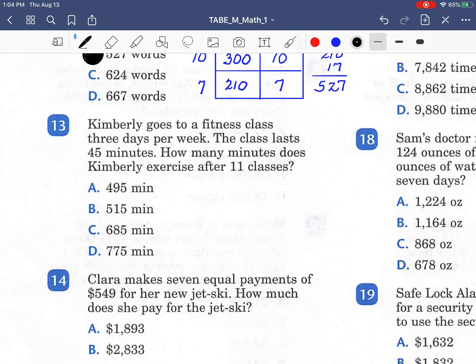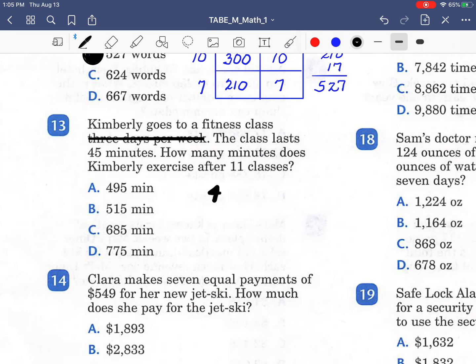Okay, Kimberly goes to a fitness class 3 days per week. The class lasts 45 minutes. How many minutes does Kimberly exercise after 11 classes? Now this one's a little bit tricky because there's a number in here that we don't need. I like to call it the junk. It's actually called a distractor. And in this case, it is the 3 days per week. That is irrelevant to the question that we're being asked. We're interested in the minutes that she exercises.